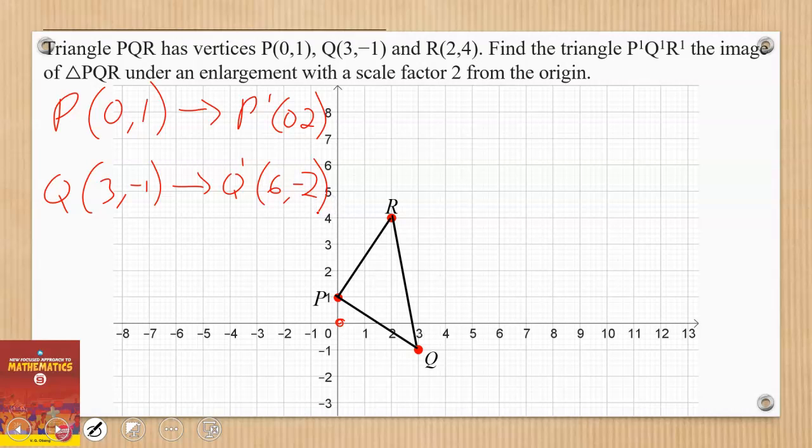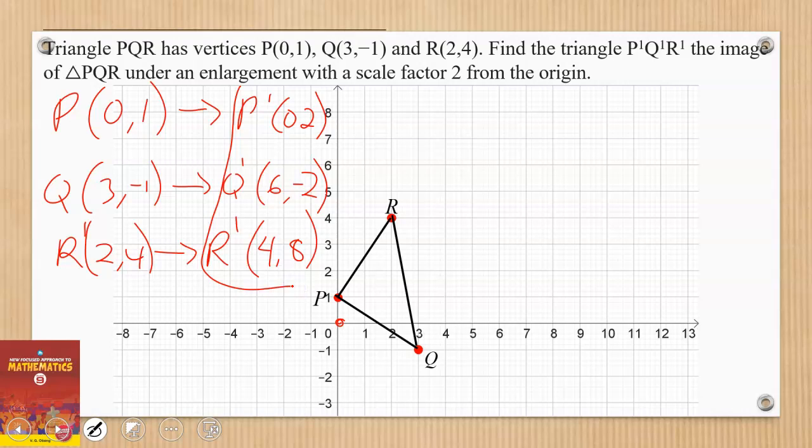I hope you are getting it. And if I have R, which is (2, 4), its image R prime becomes (4, 8), using a scale factor of 2. And so we are going to plot these three points and see how the image is going to look. So P prime is (0, 2). That means x is 0, y is 2, so it will be here.